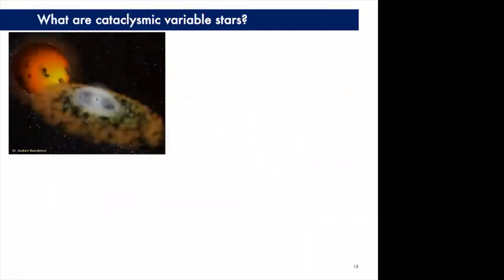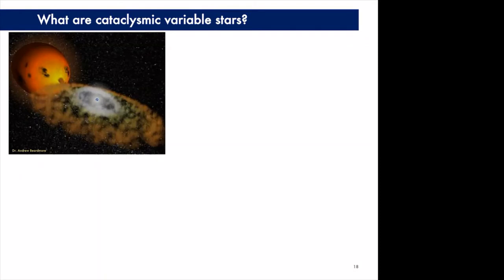So novae like T Corona Borealis are the most dramatic examples of a class of variables I want to talk a little bit more about now, known as the cataclysmic variable stars. And often these are referred to as CVs for cataclysmic variables.